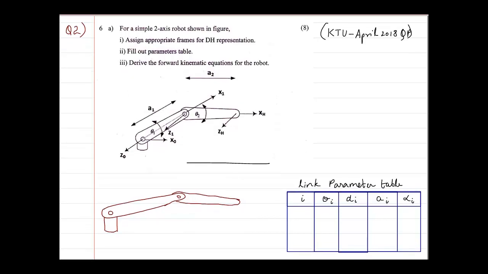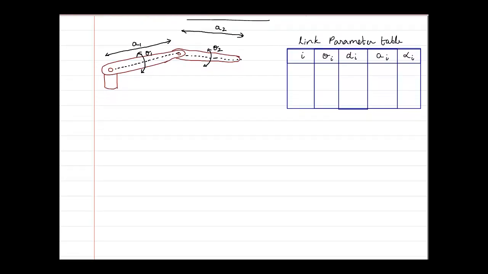So what I have done is I have drawn a similar robot, the two-axis robot. I'm going to draw the frames here based on the DH convention that we have studied, and we are going to find out the link parameter table. So before that, let me complete the required diagram. So here is the robot. Let us start without wasting any time.